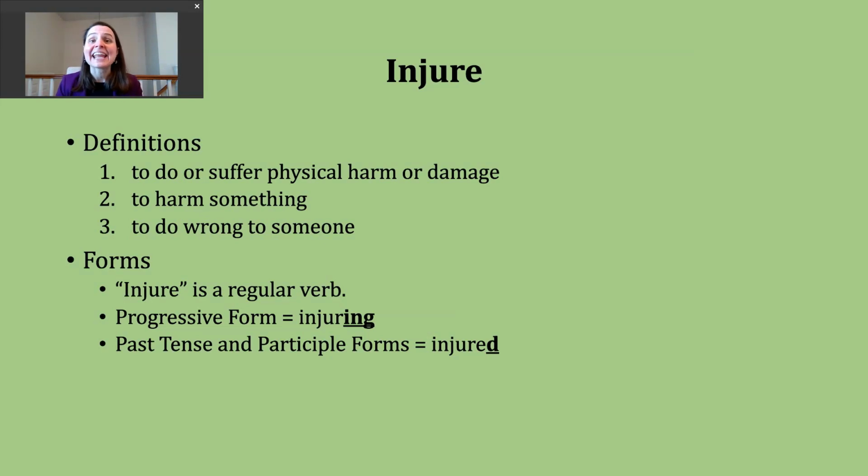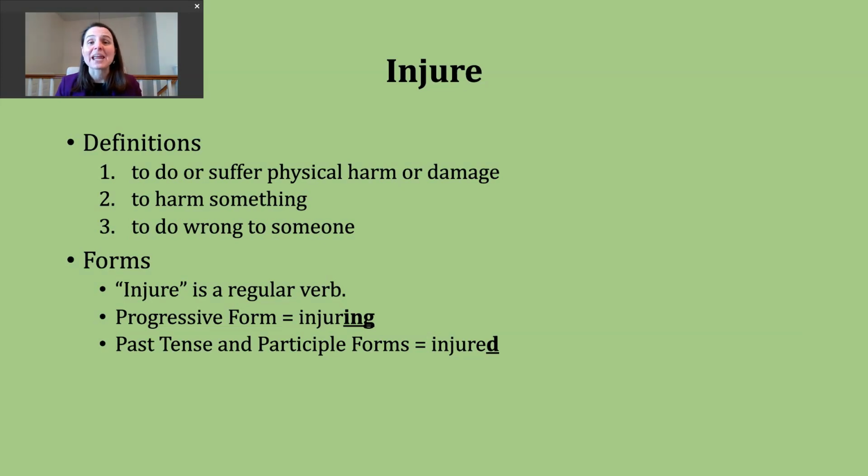You should know that injure is a regular verb. To make the progressive form of the verb, we're going to drop the E and then add ing to form injuring. The past tense and participle forms of this verb end in ed. Our base verb already has an E there, and so we're not going to have two E's. That's very common in English.